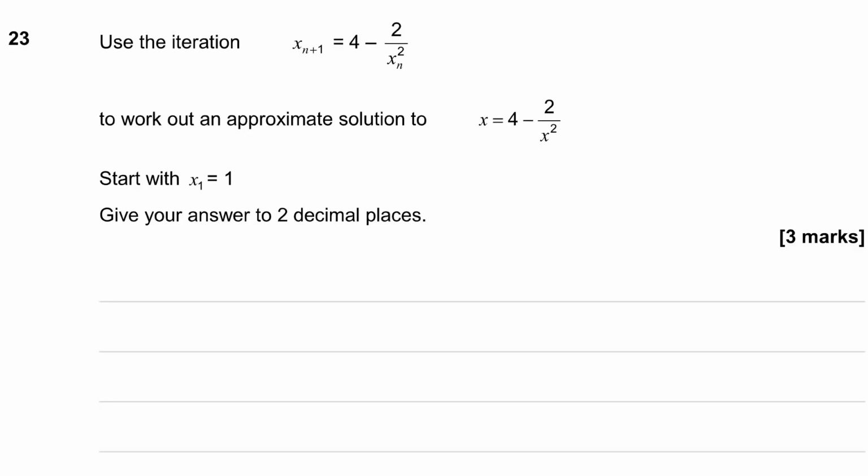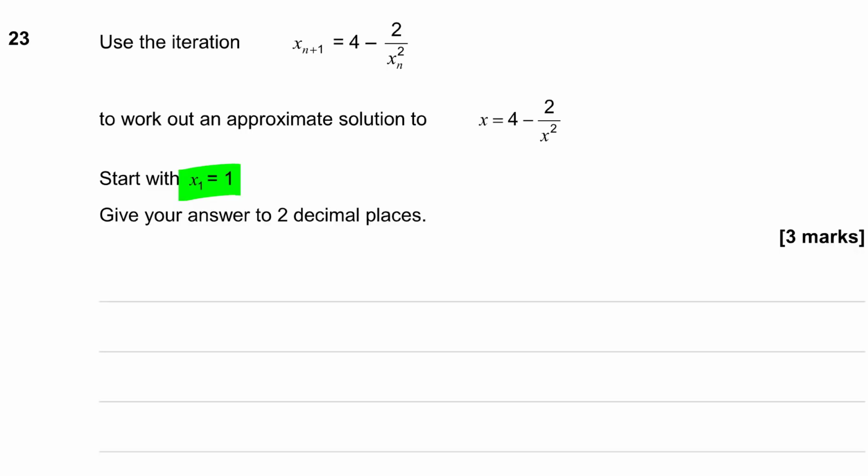Okay, we've got some iteration here then. So our next term in x, which is x_(n+1), is equal to 4 minus 2 over our last term in x, x_n, all squared. So to work out an approximate solution to x equals 4 minus 2 over x squared, we're going to start with x_1 equal to 1 and feed that into this expression and then work through it. I'm going to have to keep going until our answer settles down into a consistent answer.